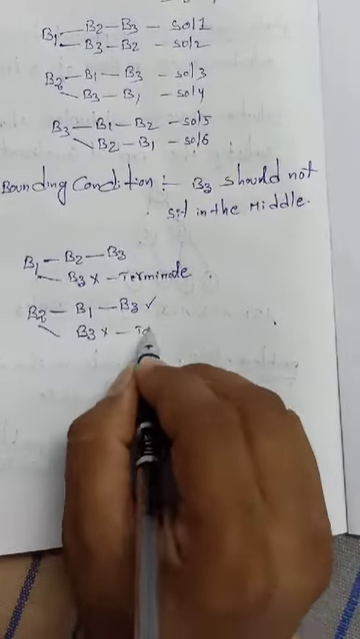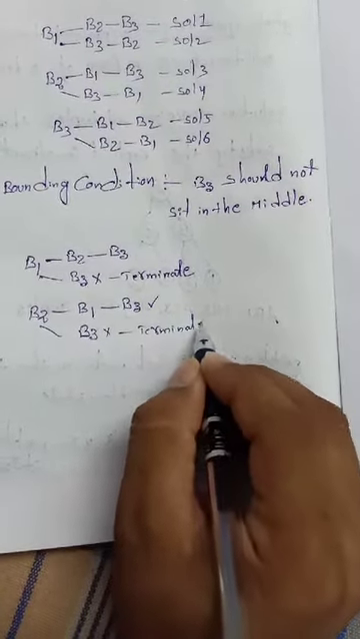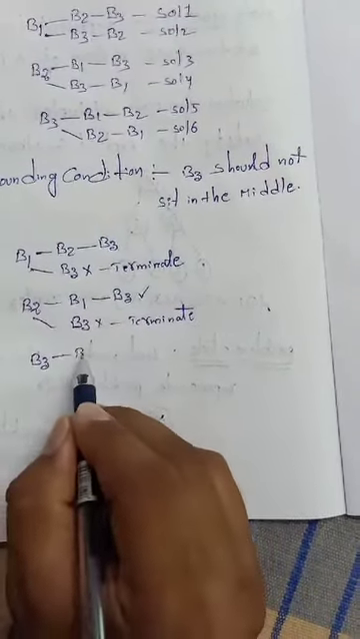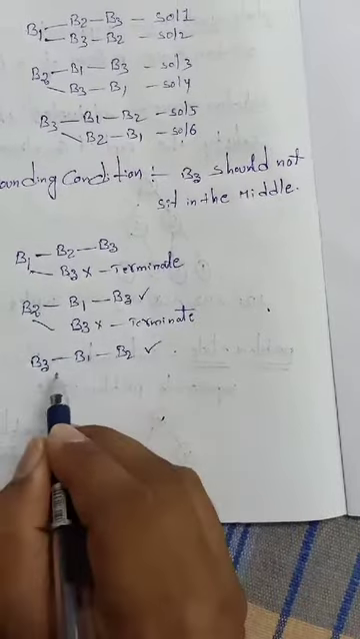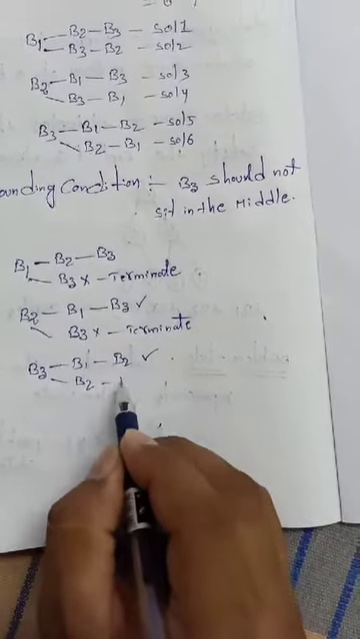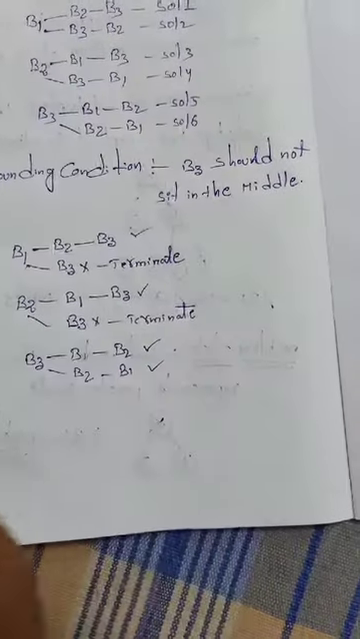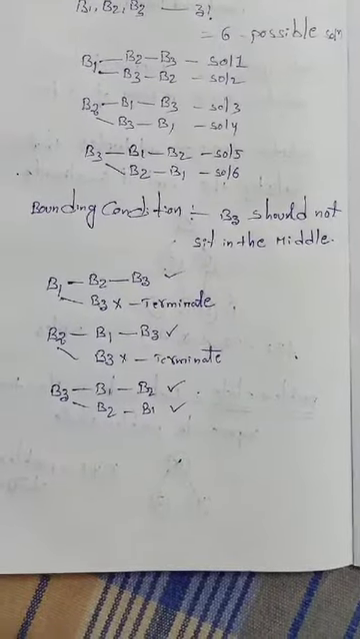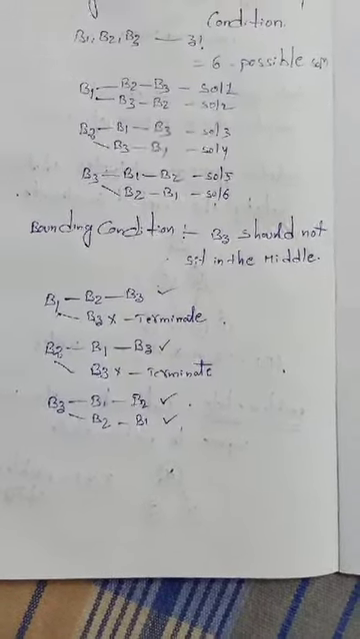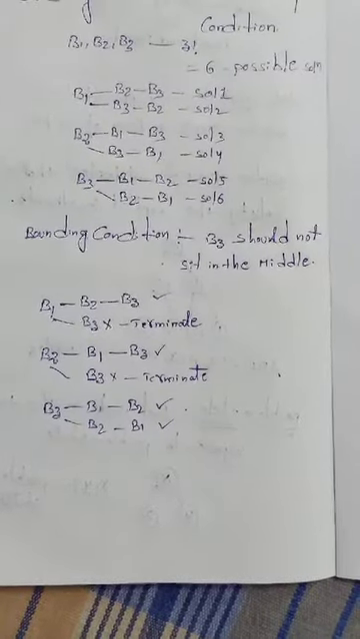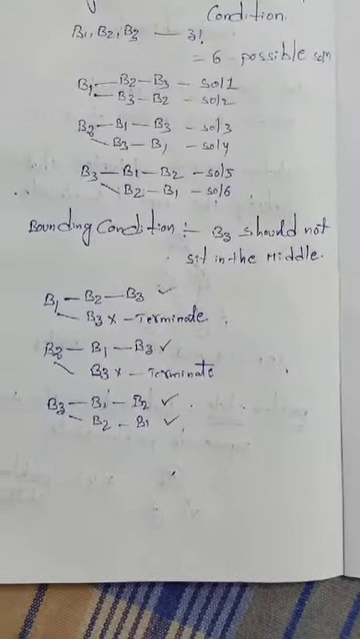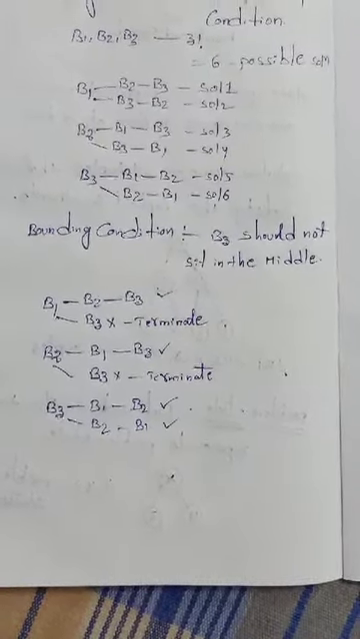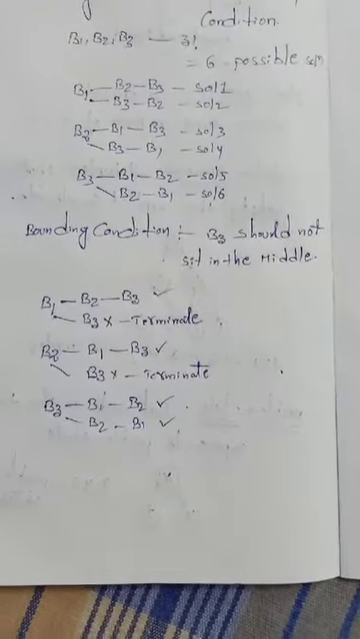Next one, B3, yes. B1, B2, yes, or B2, B1, yes. So by using the bounding conditions, we get 4 solutions instead of 6. So in backtracking and branch and bound, we are using the bounding conditions as a constraint. By using this, we solve the problems.